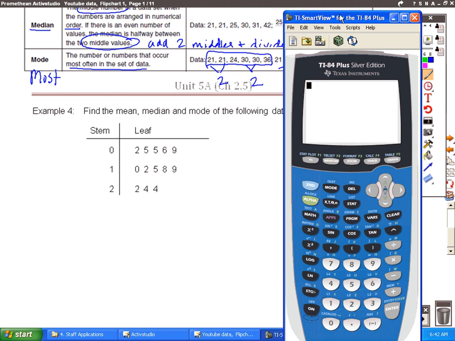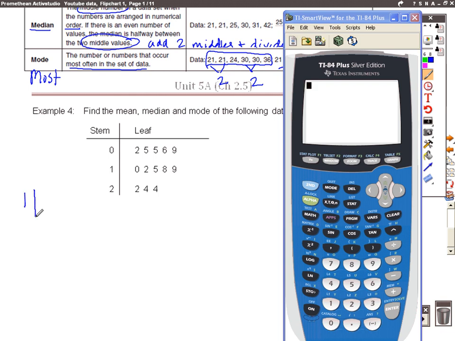Now remember, this is the stem, so in this case right here, usually there's a key that will say something like 1/0 is equal to 10, so you know how the stem and leaf is working. So in this case, these numbers in the first row are 2, 5, 5, 6, 9, and then we have 10, 12, 15, 18, 19, 22, 24, 24.